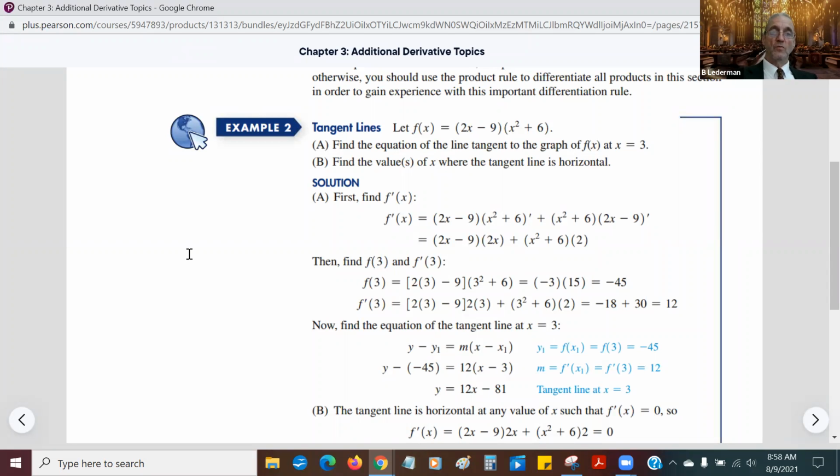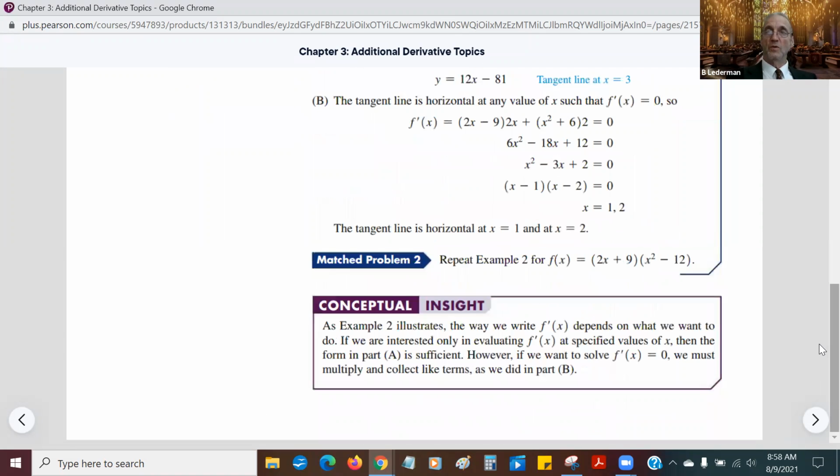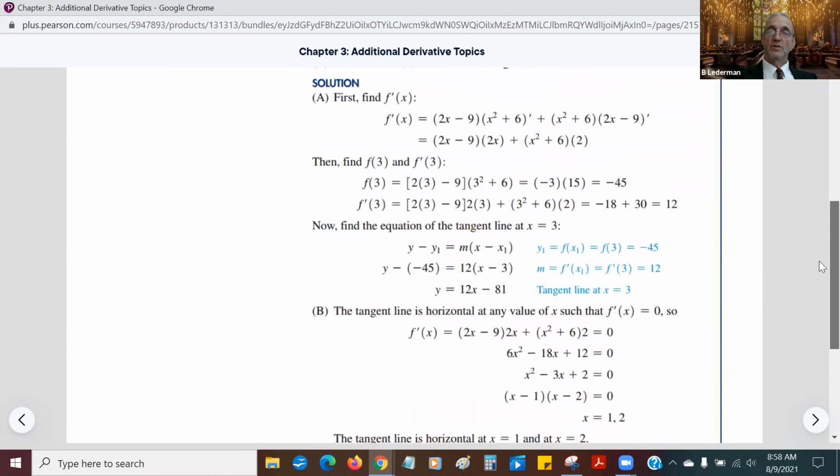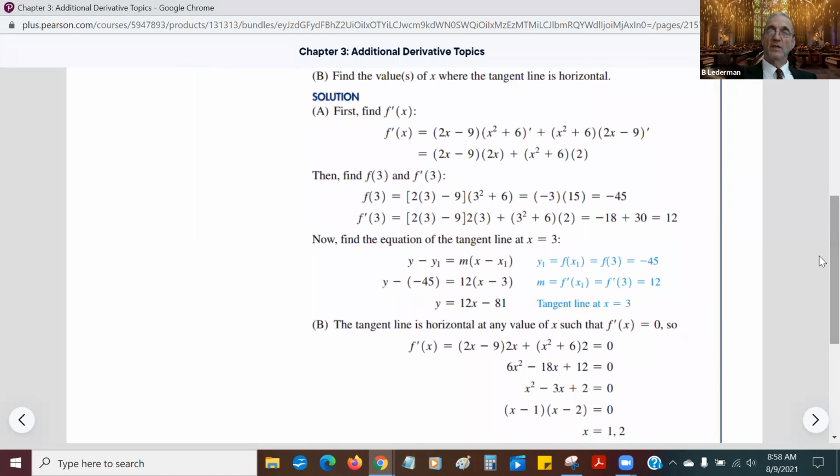Now, why would you want to believe me when I say that's true? What do I know? I'm a big liar. But actually, before we get to that question, let's look at question B. The tangent line is horizontal at any value of x such that f prime of x equals 0. In other words, horizontal lines have a slope of 0.